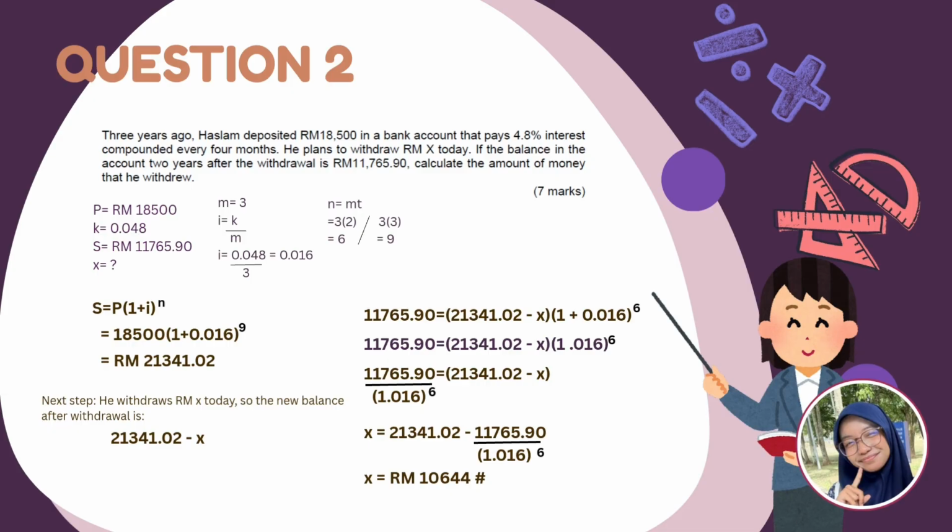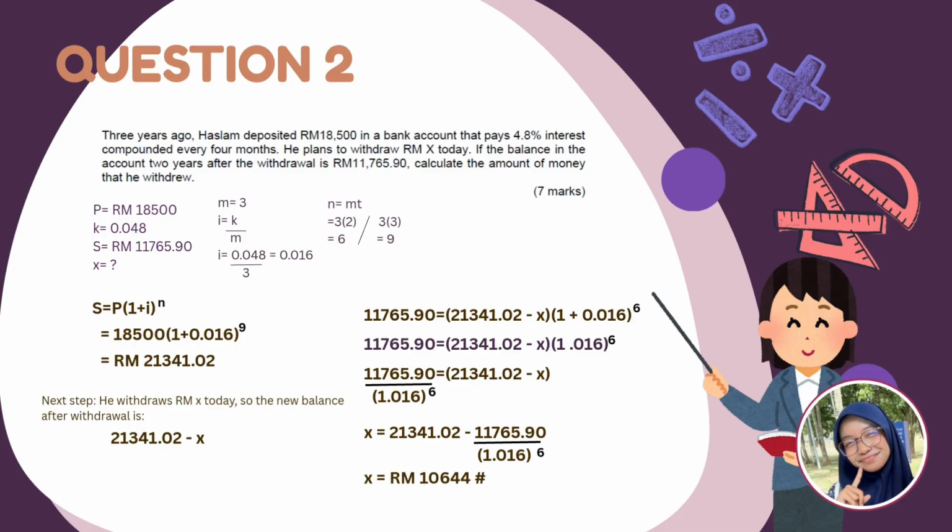Next step, 21341.02 minus X. This amount will then grow for 2 more years at the same interest rate and compounding frequency to become 11765.90. Using the same formula, our S now is 11765.90, equal to our P now, 21341.02 minus X. Our small n now is 6 because it is 2 years. And put the 1.016 in front to make it easy to understand and calculate.